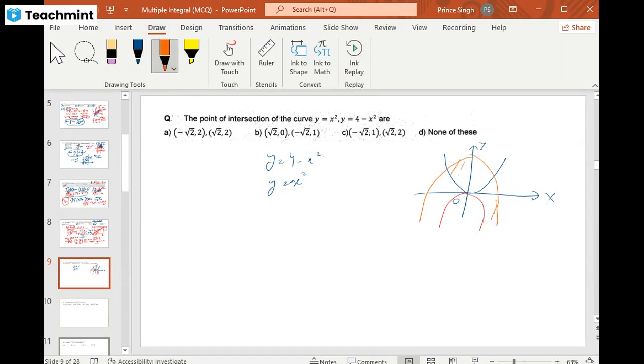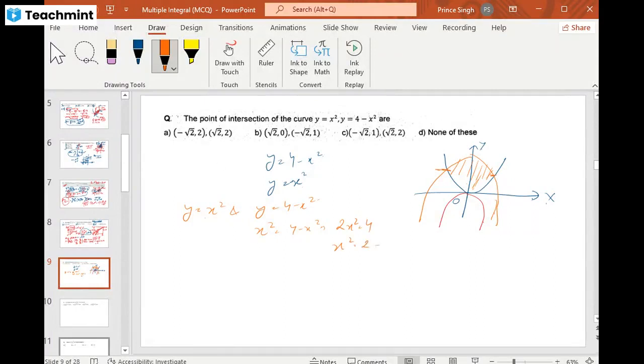Okay, so this is the region of integration. But we are interested to find out the point of intersection, that means where the two curves intersect each other. So for the point of intersection, y equal to x square and y equal to 4 minus x square, replacing y, x square equal to 4 minus x square means 2x square equal to 4.